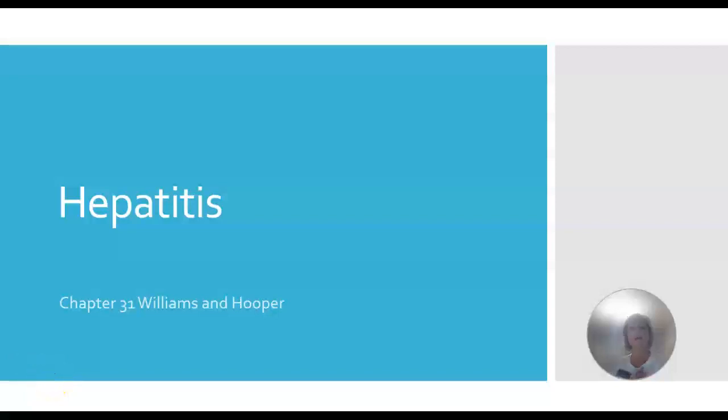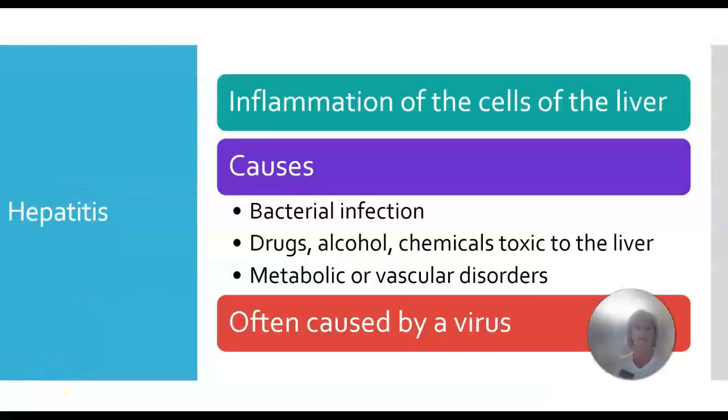Okay, so we're going to talk about hepatitis, chapter 31, your Williams and Hooper. So hepatitis, what is hepatitis? It's inflammation of the cells of the liver. Hepatitis can be caused by multiple things.